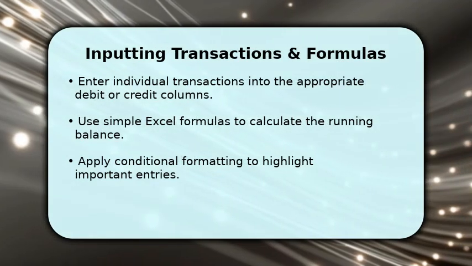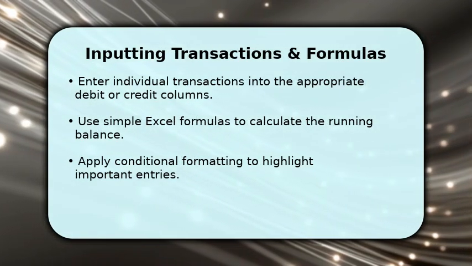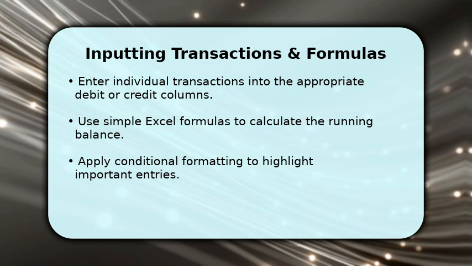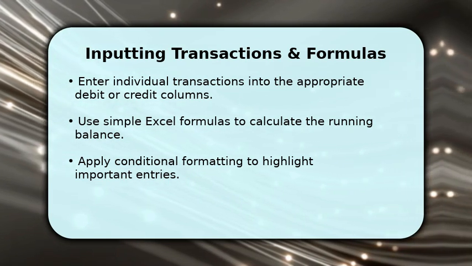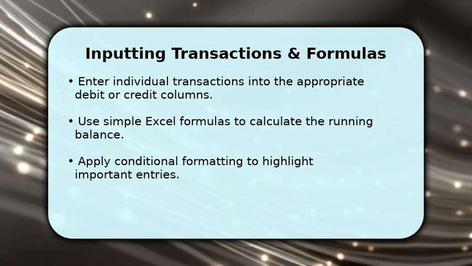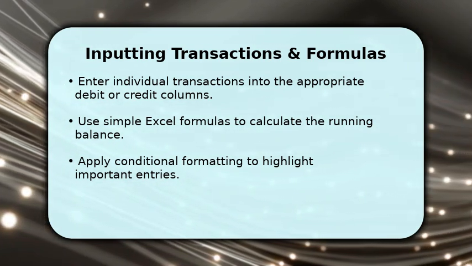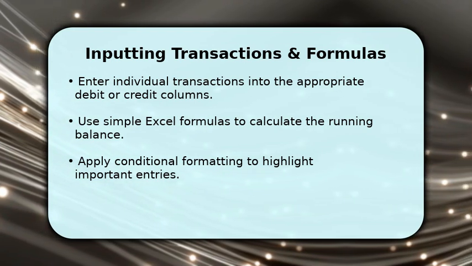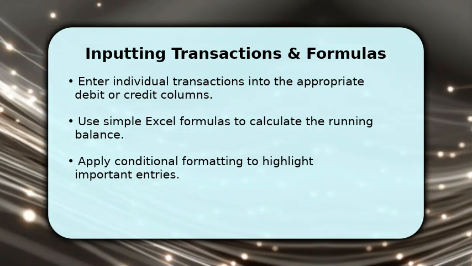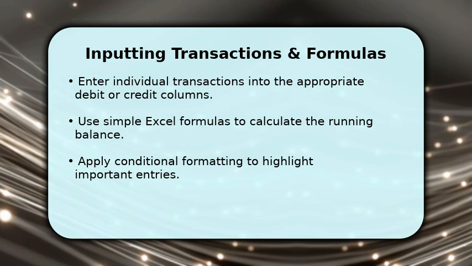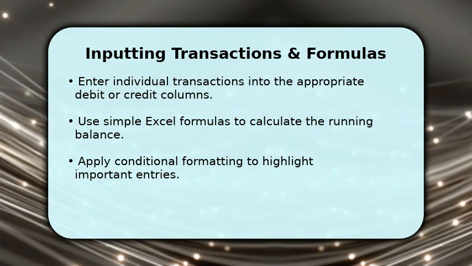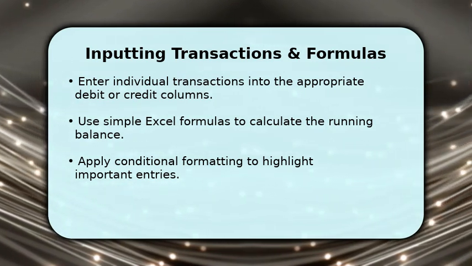Now, let's input your transactions. For each entry, record the date and a clear description. Amounts paid out go into the debit column, and amounts received go into credit. The key is the running balance formula: previous balance plus credit minus debit. Drag this formula down your column to automatically update with each new entry. This ensures your ledger always reflects your current financial standing.